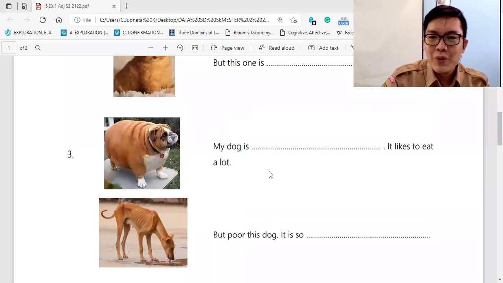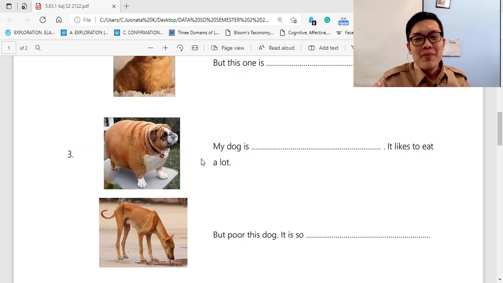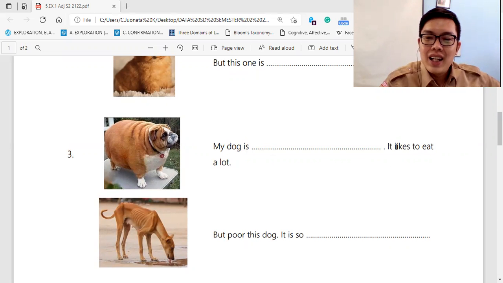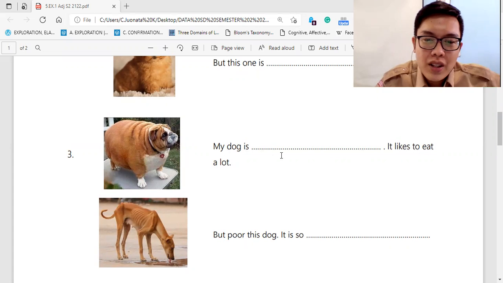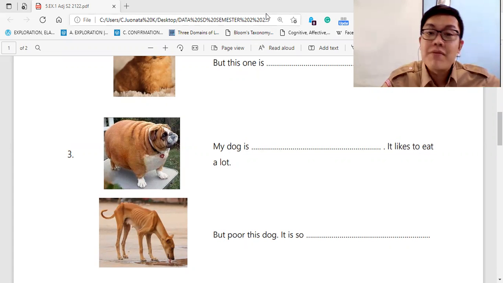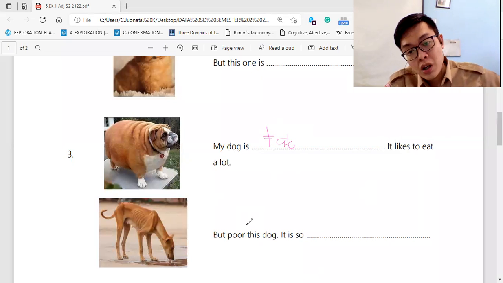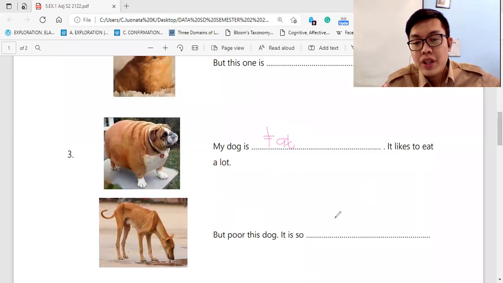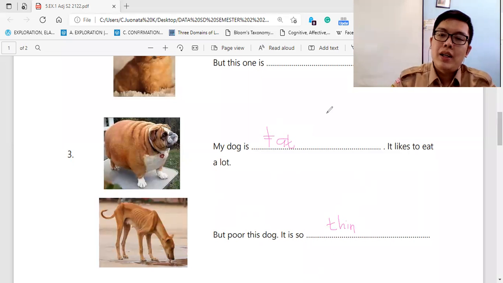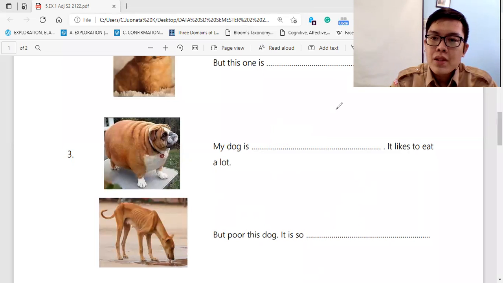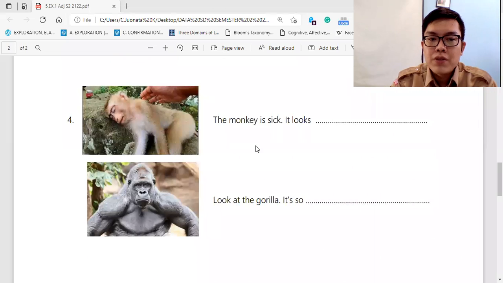Right. Question number three. Wow. Look at this dog. My dog likes to eat a lot. Wow. Obviously, from the picture itself, you can say it's fat, right? So let's put the answer here, fat. Meanwhile, the other dog, poor dog, it's so thin. Ya, kurus sekali, aduh, jarang makan ya. Okay, thin. Move on, question number four.